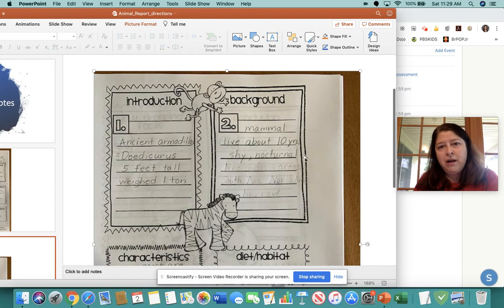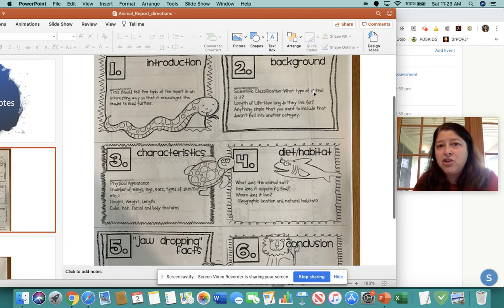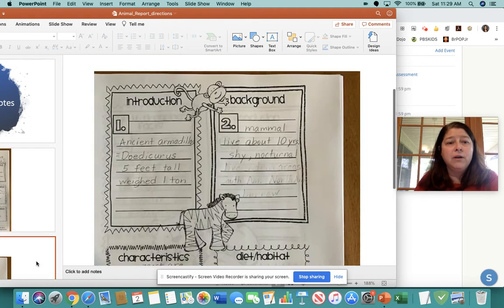So I went over to background and I found out, it wants to know what kind of an animal is this? So this classification, or what type of animal is it? It also wants to know how long it lives and anything that you would want to include that doesn't fall into some of the other categories. So while you're taking notes, you might find a really interesting fact, but it really just doesn't go with characteristics or diet or habitat. It's not a jaw-dropping fact, but it's something you would want to include in your background. You can see that I found it was a mammal. They usually live about 10 years old, and they're shy animals, and they're also nocturnal.